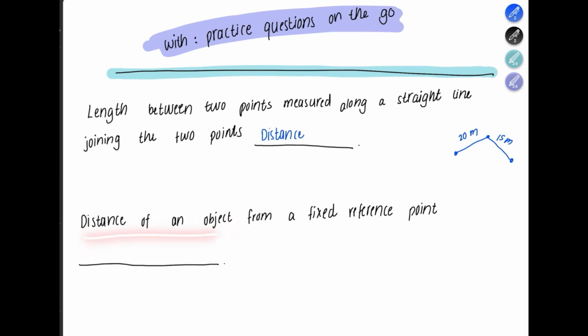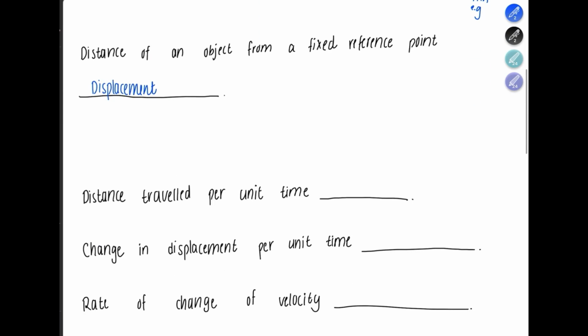Now, if they're asking what is the distance of an object from a fixed reference point, that means the distance from the start. Here is the start and this is the end. So that would be something like this. What is that called? The shortest distance. Let's say it might be 17 meters, just for reference, this is not the actual value. This is known as the displacement. This is the shortest distance traveled.